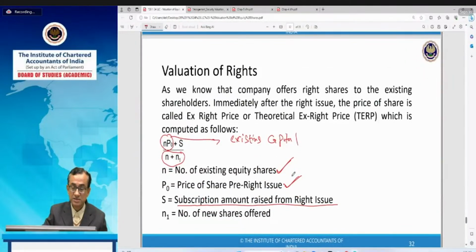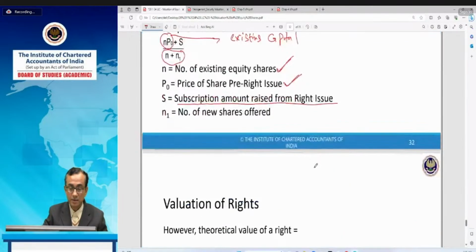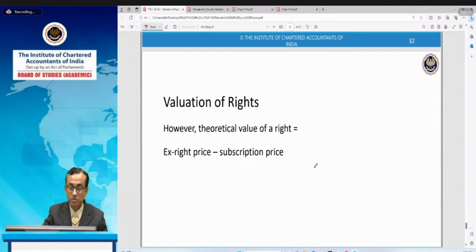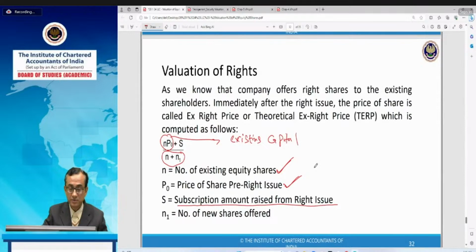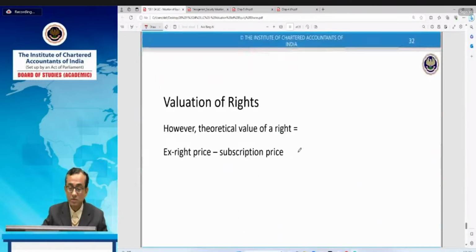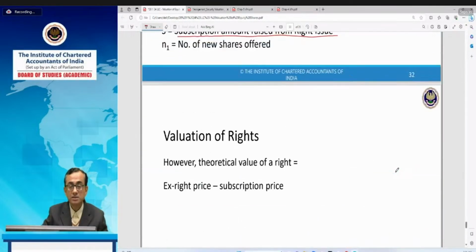Now, we are discussing this valuation of rights. I hope it must have been cleared how the theoretical ex-right price is taken. I will take a practical question also on this. How is the theoretical value of a right calculated? First of all, we calculate the theoretical ex-right price. For calculation of the theoretical ex-right price, this is the formula, and then we calculate the value. So how is the value of a right calculated? It is ex-right price minus the subscription price.